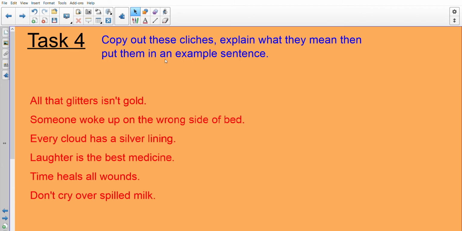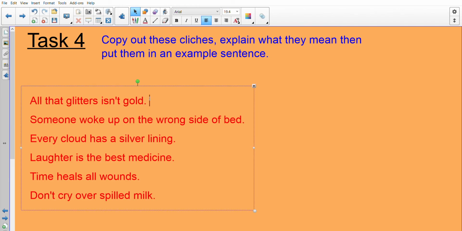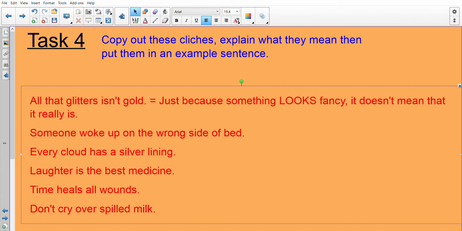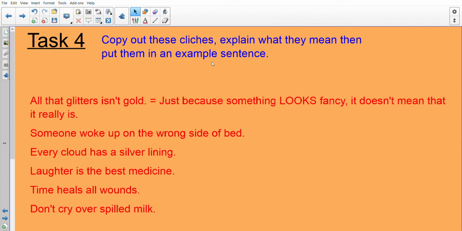So, task 4. Copy out these cliches, explain what they mean, then put them in an example sentence. All that glitters isn't gold. Well, that means just because something looks fancy, it doesn't mean that it really is. Okay, so somebody could be wearing a dress with sequins. It doesn't mean it's precious particularly, does it? Okay.